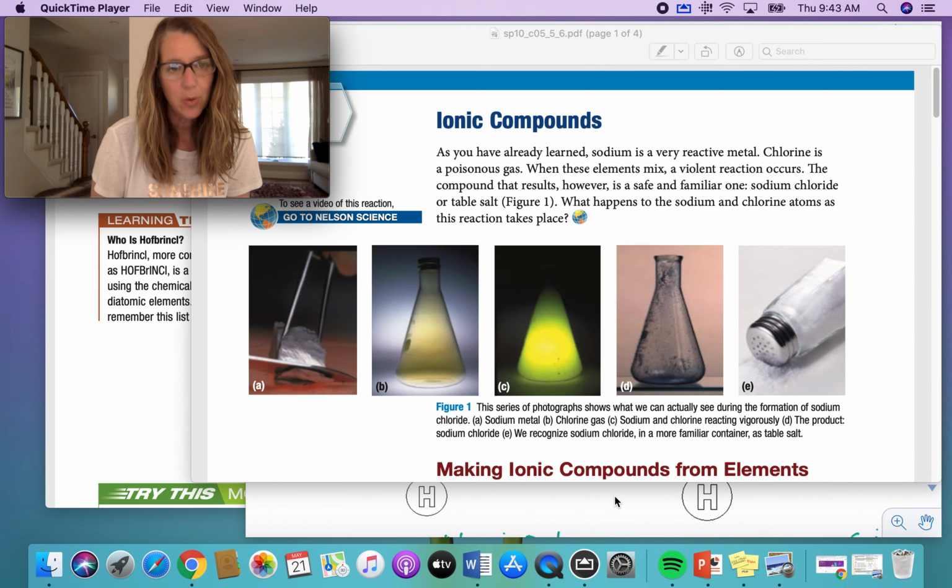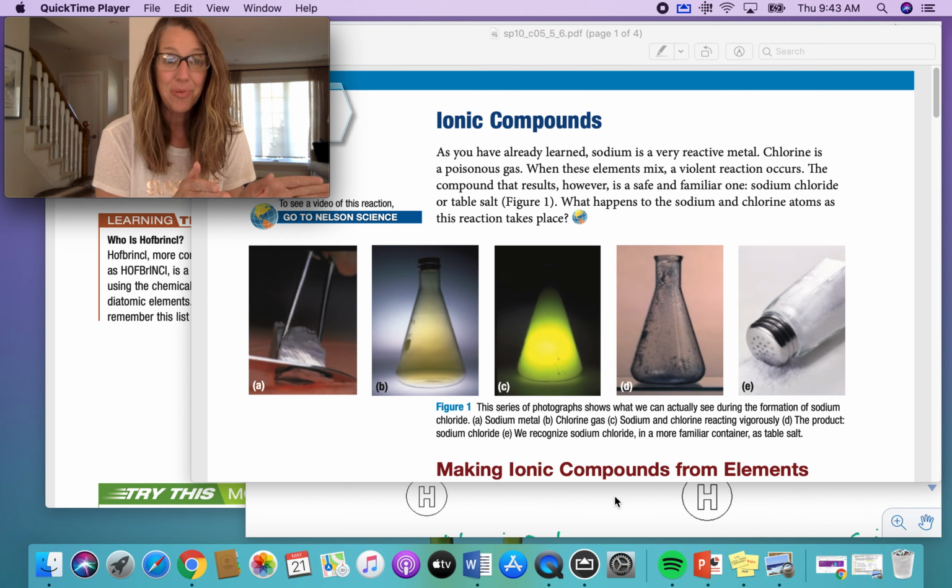What I want you to remember is you need to be able to identify whether the compound you're trying to name is ionic. Those are the ones we've already done. Does it have a metal and a non-metal atom coming together in a particular ratio? Those are the ionic compounds.